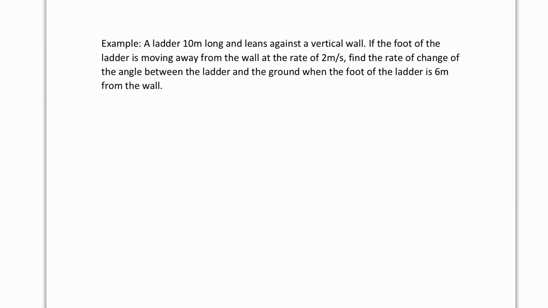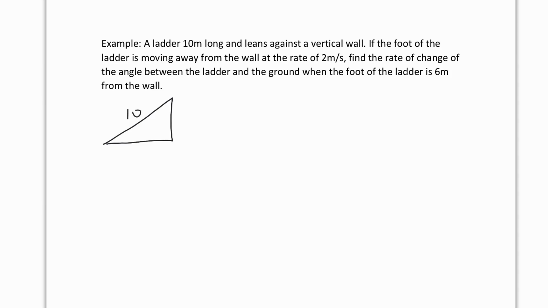Let's go ahead and try another ladder problem. In this case, we have a 10-meter long ladder and it leans against a vertical wall. If the foot of the ladder is moving away from the wall at a rate of 2 meters per second, find the rate of change of the angle between the ladder and the floor when the foot of the ladder is 6 meters from the wall. So, same idea, we'll draw ourselves a picture.